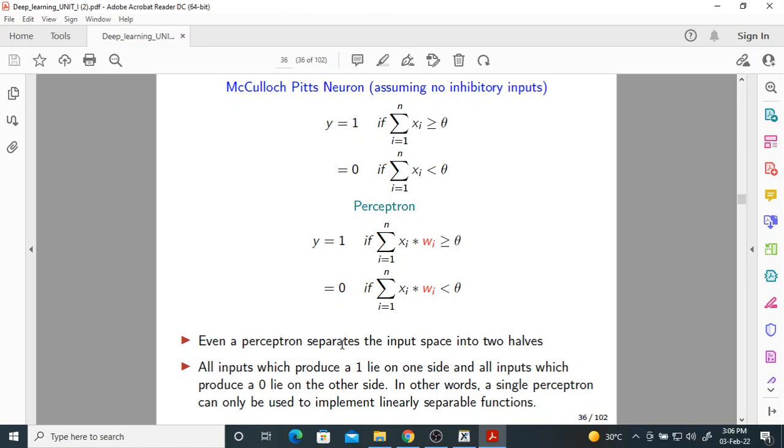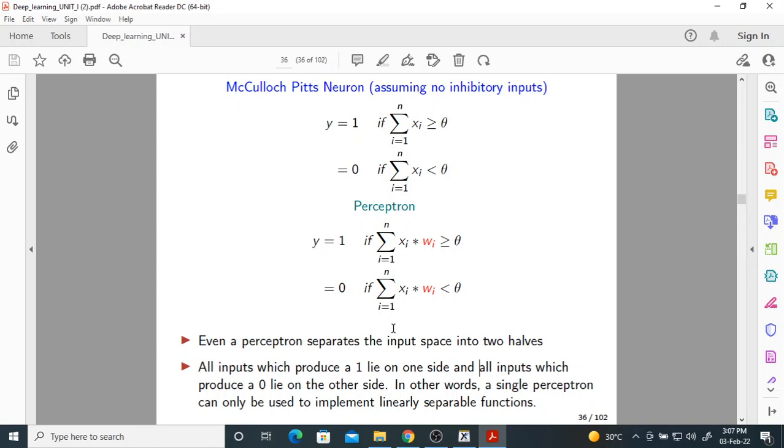Even a perceptron separates the input space into 2 halves. All inputs which produce a one lie on one side of the line, and the others lie on the other side. One more thing is a single perceptron can only be used to implement linearly separable functions. That is a drawback of the MP neuron, but also a drawback of the perceptron. But the advantage is you can overcome the remaining drawbacks of the MP neuron. What are they?